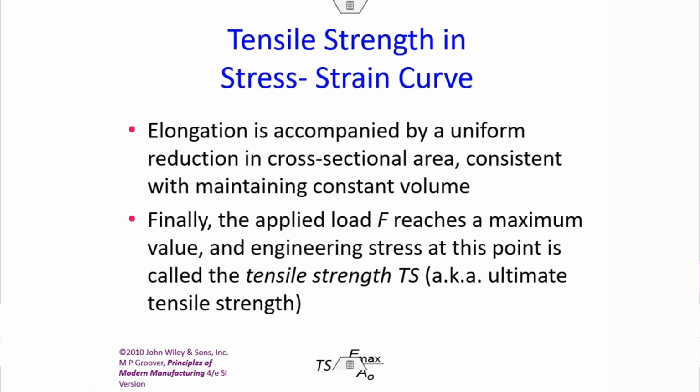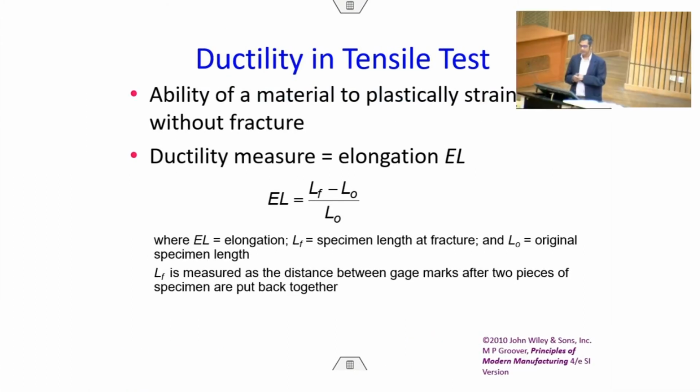Finally, the load reaches a maximum value. The engineering stress at this point is called the tensile strength or ultimate tensile strength. This is nothing but TS equal to F max divided by the original area. It is also known as UTS, ultimate tensile strength. Okay, that is about the strength.